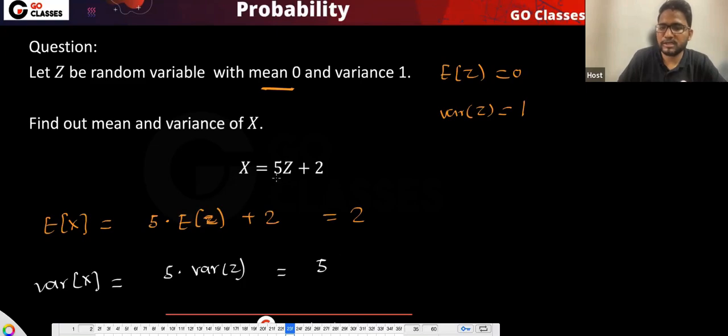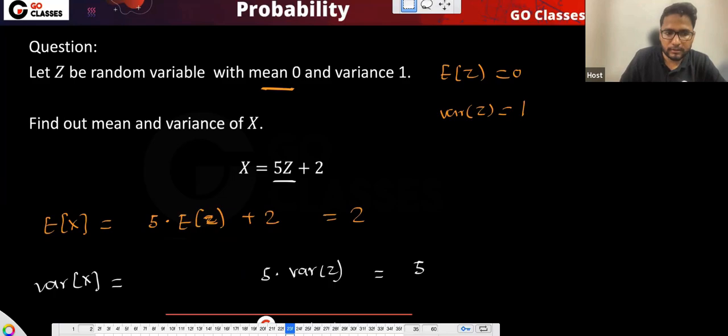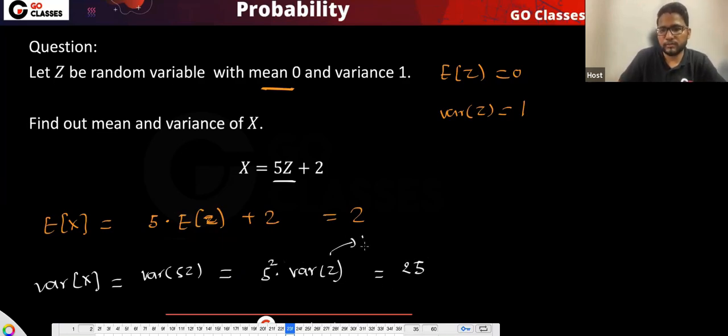The wrong thing is that if you take the variance of x, then it is basically the variance of this thing, and then you can separate this out. This constant does not matter in the variance, so it is basically variance of 5Z. But variance of 5Z is not 5 into variance of Z, right? It will not be 5, it will be 5 square into variance of Z, which means it will be 25. Variance of Z is 1 because it is given to us. So given this, we were able to find out the expectation and variance.